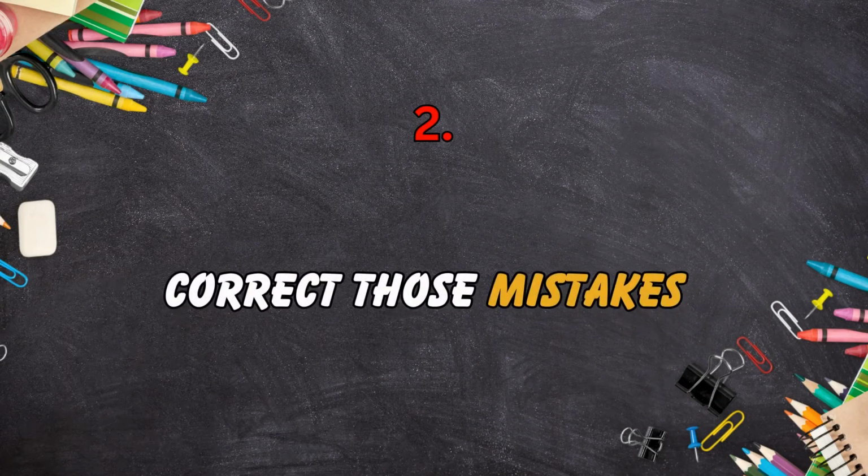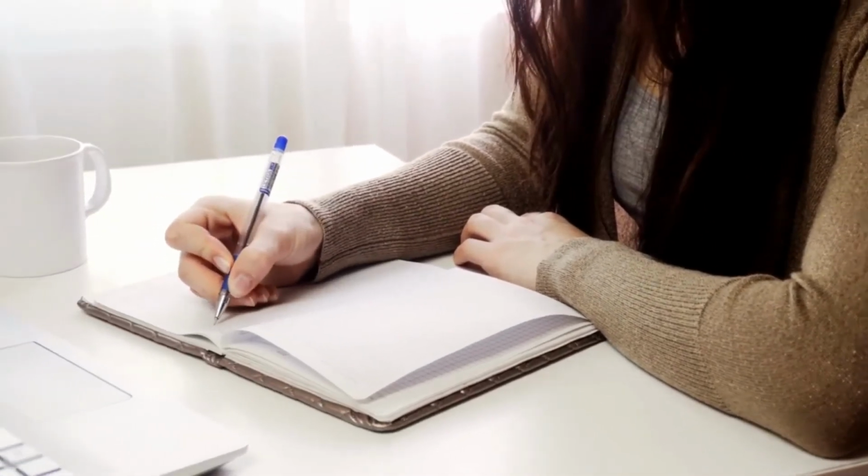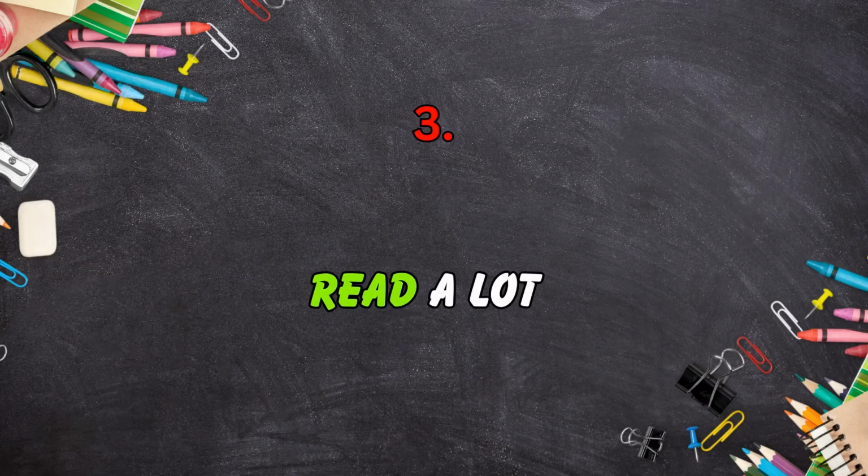Now once you have your mistakes underlined by somebody, the second step is to correct those mistakes and never ever make them again. If you make the same mistake over and over again, you will never improve. Once you learn a spelling, memorize it and write it down in your notebook a few times to make sure that you remember it forever. The final step is to read a lot.